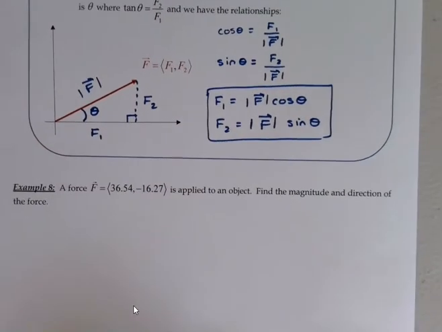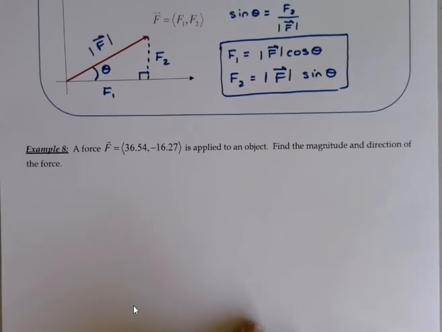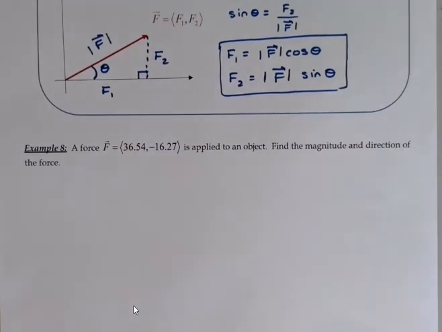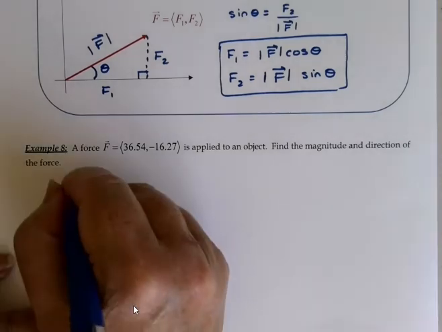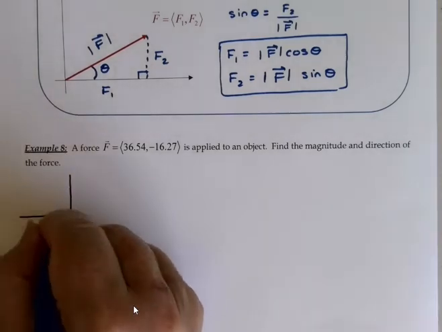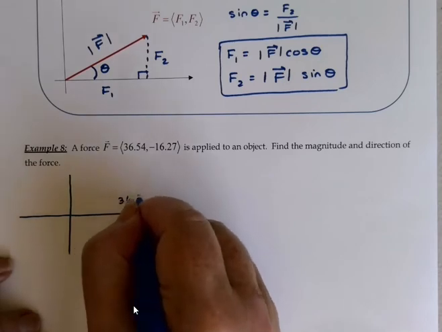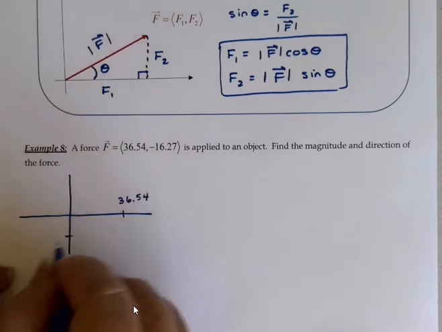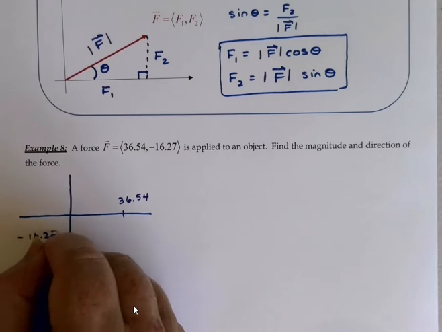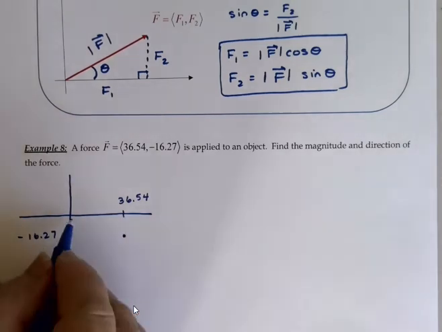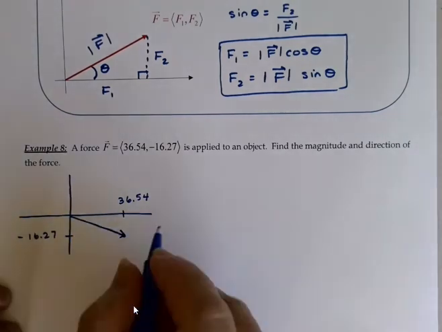So in our first example, we have a force applied to an object. Find the magnitude and direction of the force. So I'll start with a sketch. X is 36.54. Y is negative 16.27. So there's F.